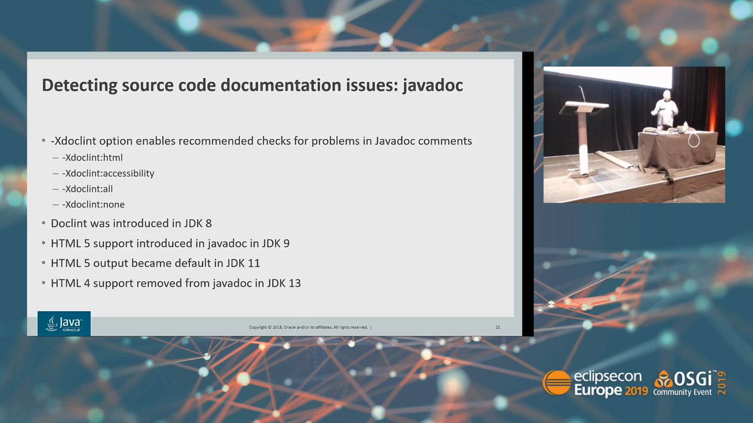And some people do that. And I would recommend not doing that anymore, because again, javadoc changes as well. So for example, doclint was introduced in JDK 8, and then that was about 5 years ago, about the time when HTML5 came out. And then in JDK 9, javadoc got HTML5 support. That was 2 years ago. In JDK 11, HTML5 output became the default in the JDK. And this year, so now with 13, HTML4 support has been removed from javadoc.